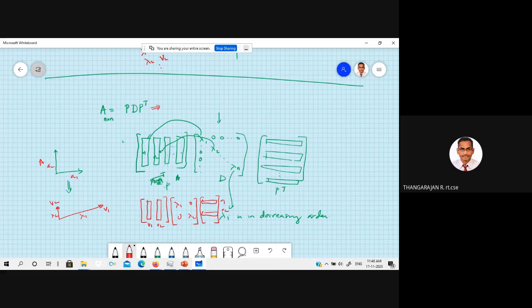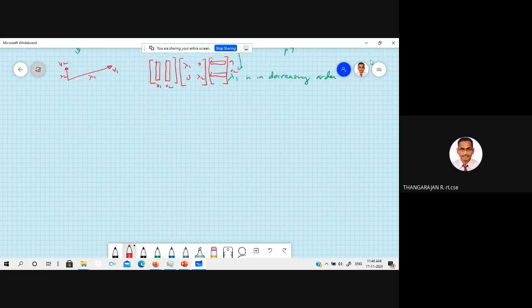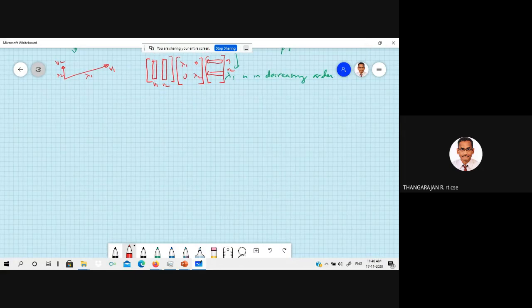Now what about a rectangular matrix? Can you generalize this for any matrix? Suppose my matrix A is not n cross n, but it is m cross n, where m is not equal to n, and it is a rectangular matrix. For a rectangular matrix, can I have a similar operation? Can I have a decomposition? Yes. That is what is called singular value decomposition.